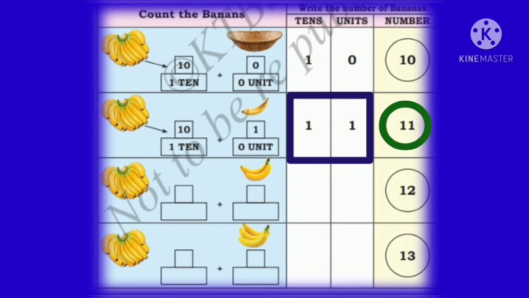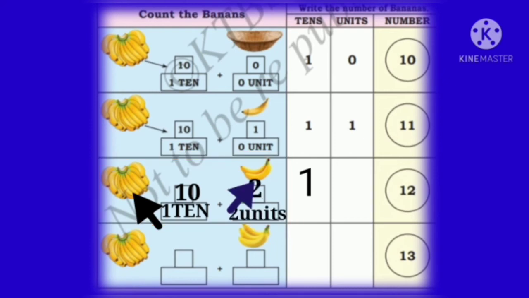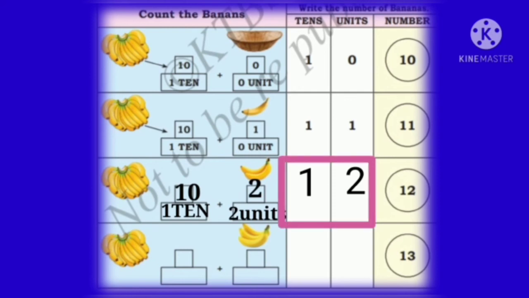Next Devi purchased 1 bunch and 2 single bananas. 1 bunch means 10. So we will write 1 in tens place. Next there are 2 single bananas. So we will write 2 in units place. 1 and 2 can be written as 12.